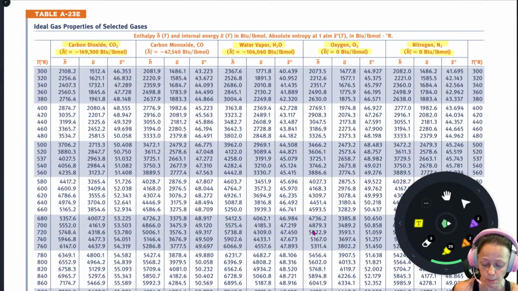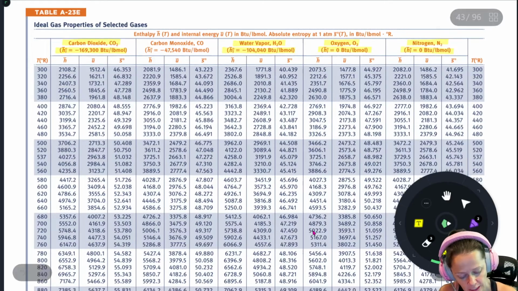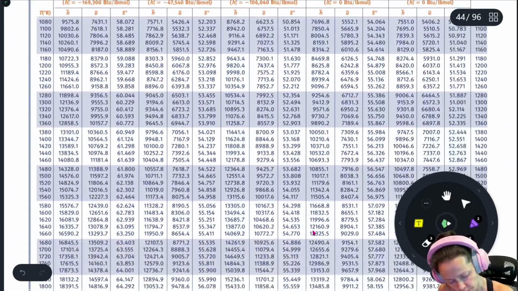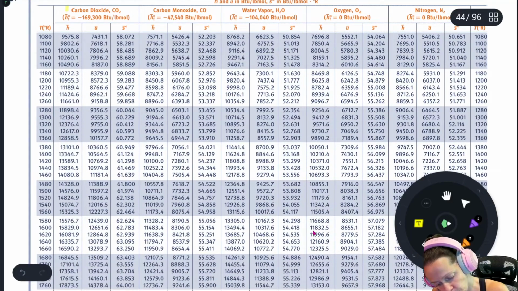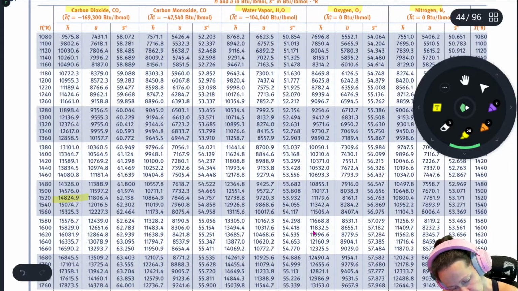So for CO2, it's going to be negative 169,300 BTU per pound mole. Oh my goodness. All right. Then I need my H bar at 1520 degrees Rankine because that is the temperature that the products are coming out at. So 1520. So I need to scroll on down here, 1520. All right. So I need it for CO2, water, oxygen, and nitrogen. So for CO2, I'm going to use this value. For my water vapor, this value.